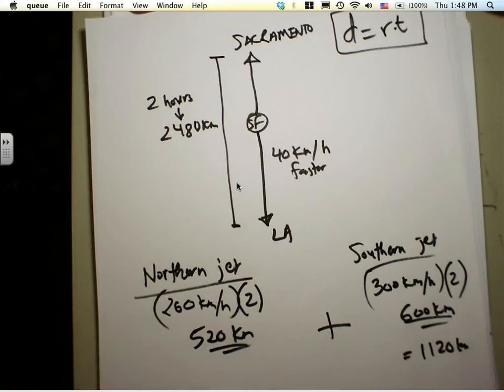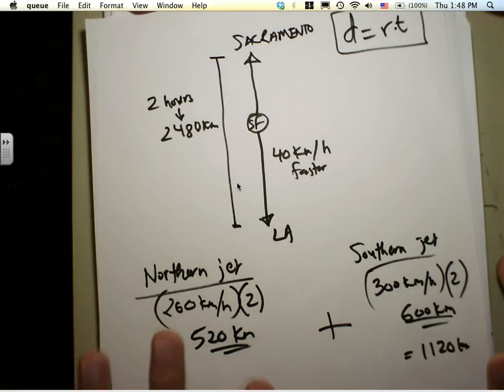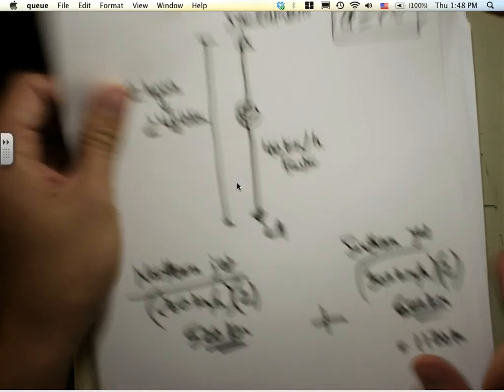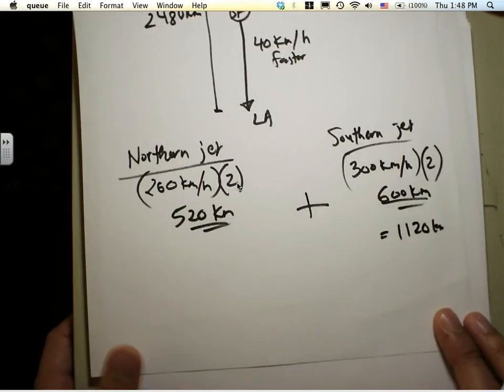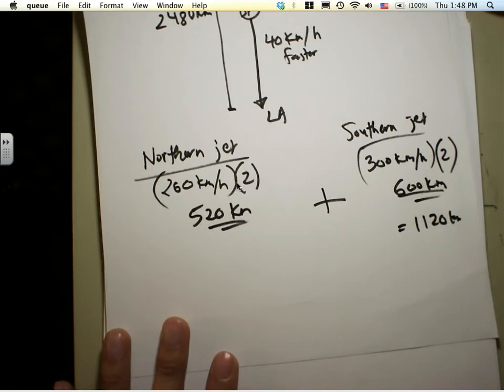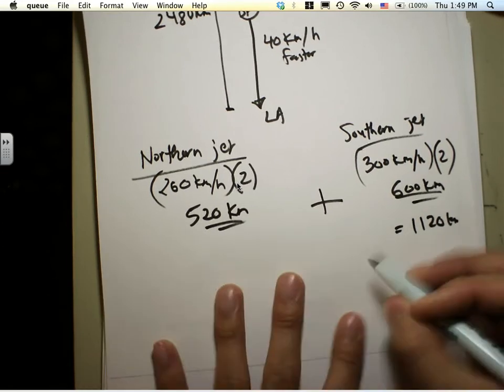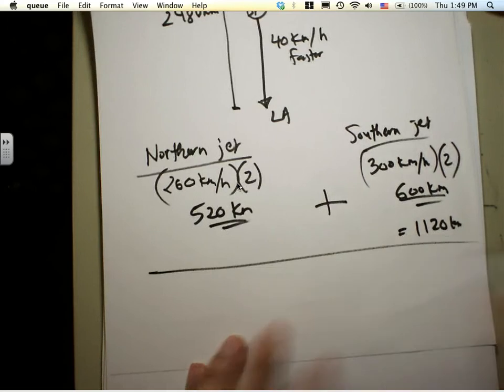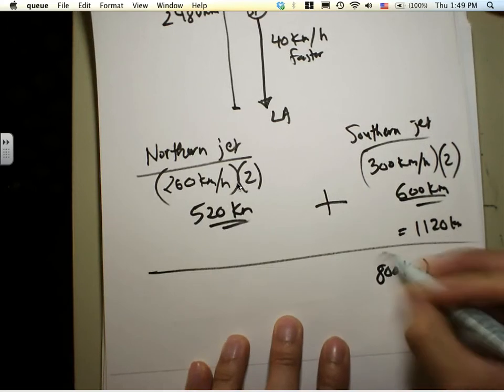No. So you know that the speed of these two has to be slower or faster? Has to be faster. 1,120 kilometers, right? So let's just do one more guess. Take a guess. What do you think? 800. Good. So let's say that the southern jet is now going at 800 kilometers per hour.